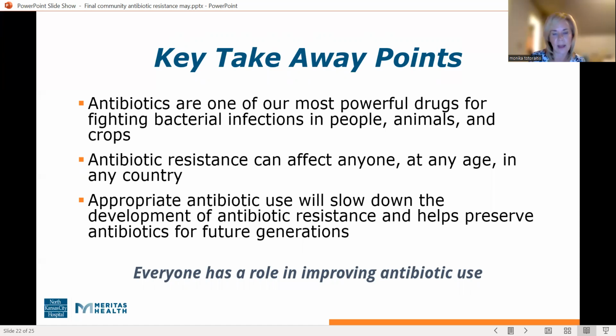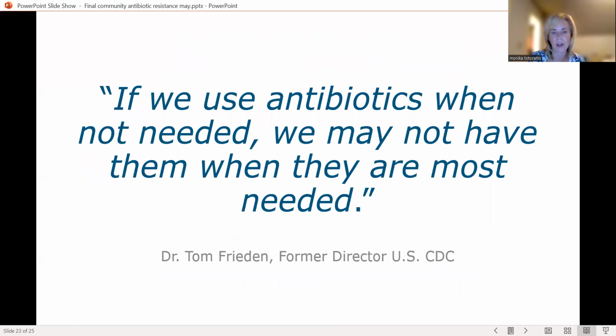Appropriate use of antibiotics will slow down the development of antibiotic resistance and will help preserve antibiotics for future generations. Everyone has a role in improving antibiotic use. Remember, if we use antibiotics when not needed, we may not have them when they are needed the most.